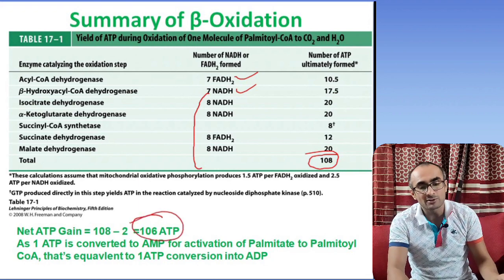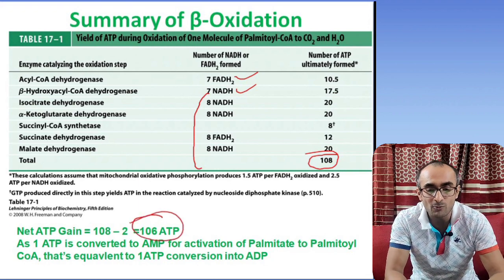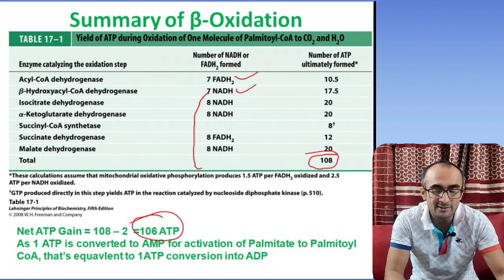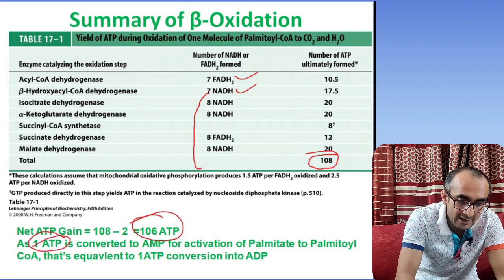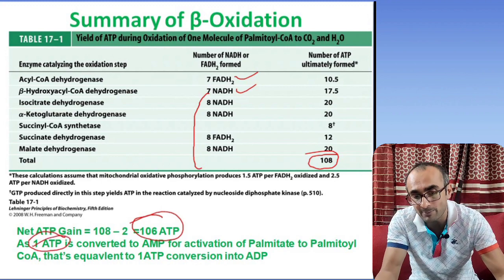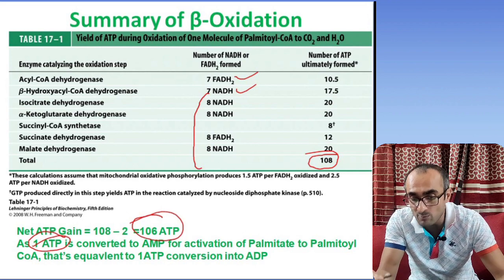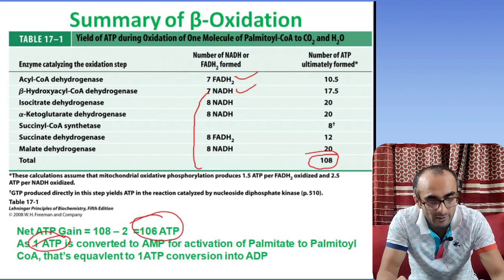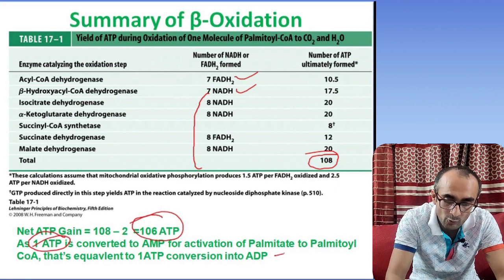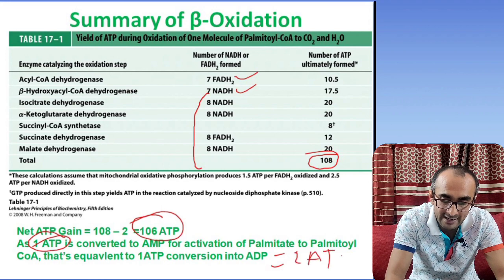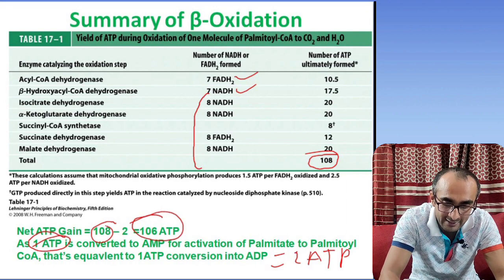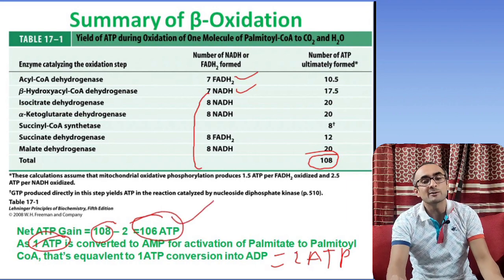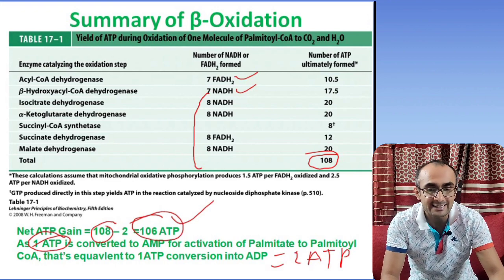Why is it 2 less? Because remember, in the activation of fatty acid, when palmitate was converted to palmitoyl coenzyme A, 1 ATP was used, and this 1 ATP was not converted into ADP. It was converted into adenosine monophosphate और वहाँ पे 2 phosphodiester bonds break हुए थे ATP के. It means that is equal to 2 molecules of ATP. That's why in the net gain you reduce 2 from 108 and finally what you are getting is 106 ATP from complete oxidation of 1 molecule of palmitate fatty acid.